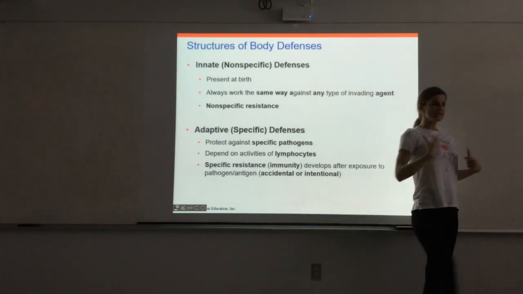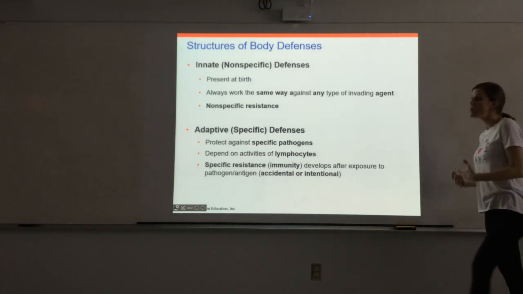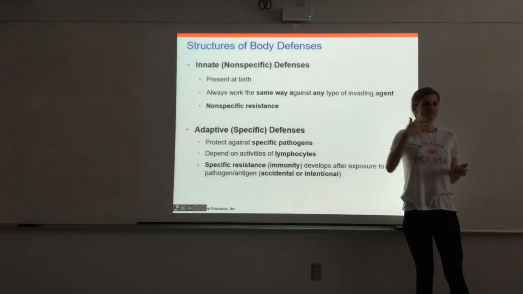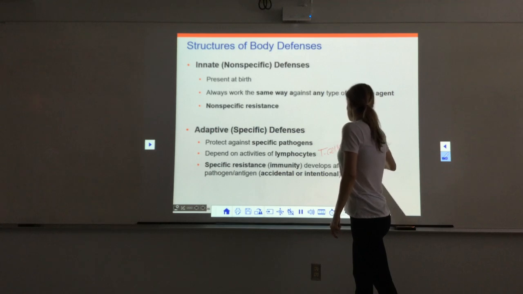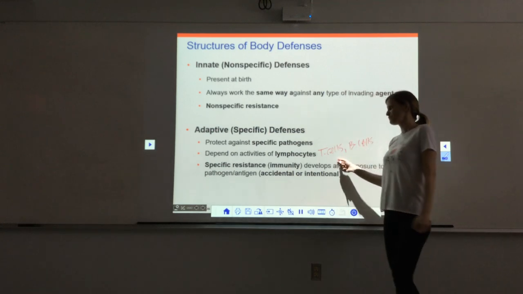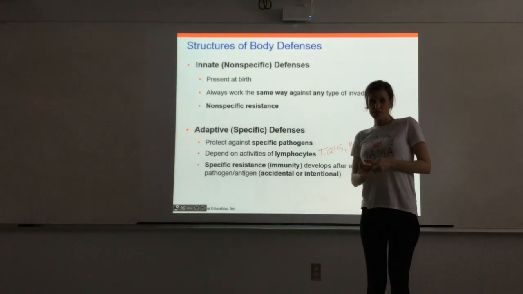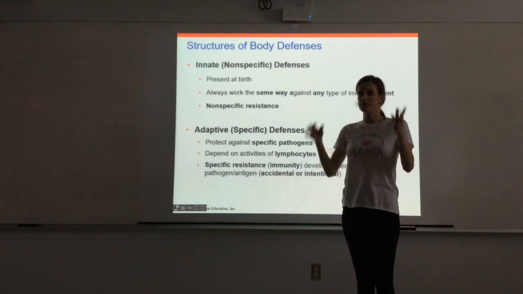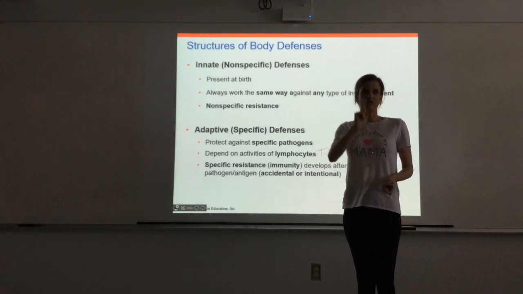Our adaptive defenses are things that we have to get, right? We have to adapt in order to develop these. We are not born with them. And we also call our adaptive defenses specific because they work against specific pathogens. So these include the activities of our T cells and B cells. Okay, so we've got lymphocytes written there, but it's specifically T cells and B cells. Remember, our T cells and B cells recognize specific antigens, right? And then they divide and they make a bunch of new T cells or a bunch of new B cells. They're all active against that one specific antigen. They make memory cells that remember that one specific antigen.